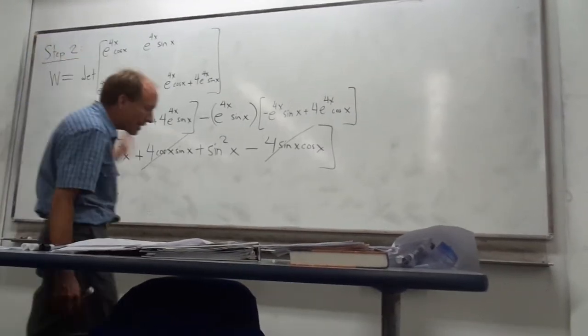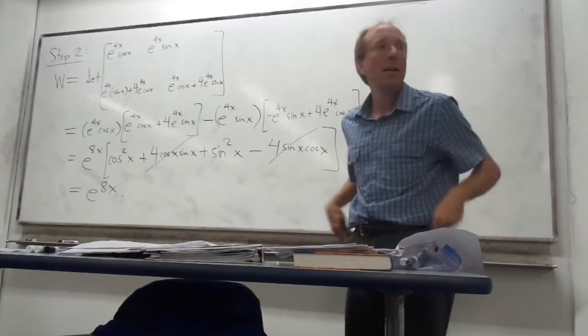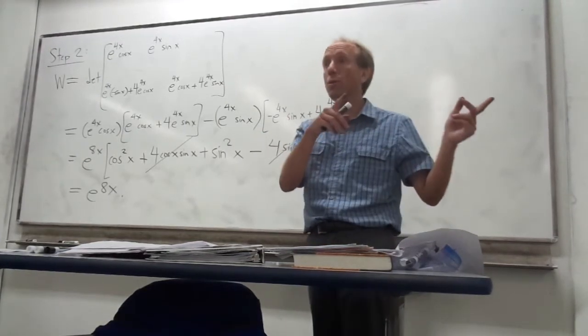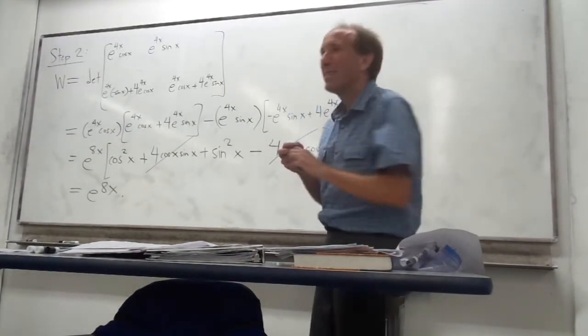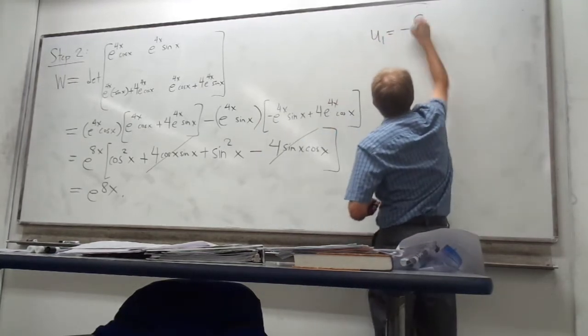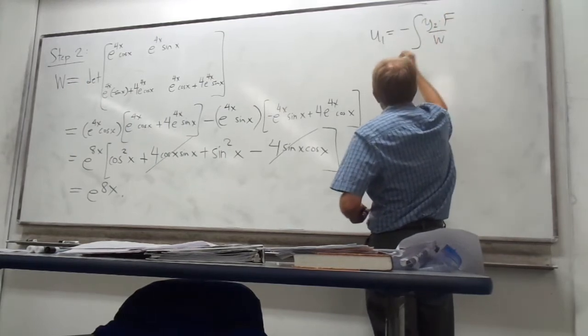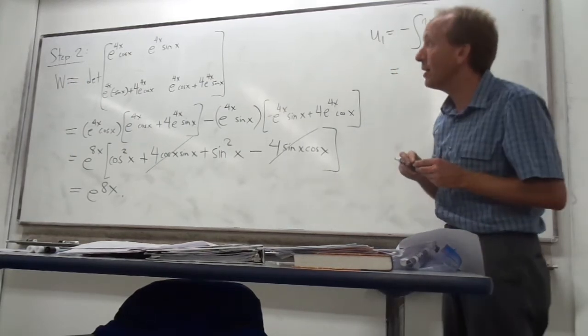Great. So the Wronskian is e to the 8x. Awesome. So now we can find the u1 and the u2 as long as we know the formulas. So u1 is negative the integral of y2 times f, all divided by the Wronskian. So let's see if we can plug everything in here.